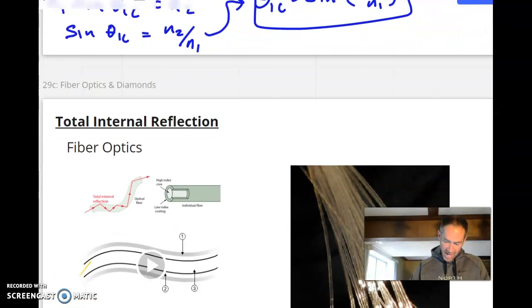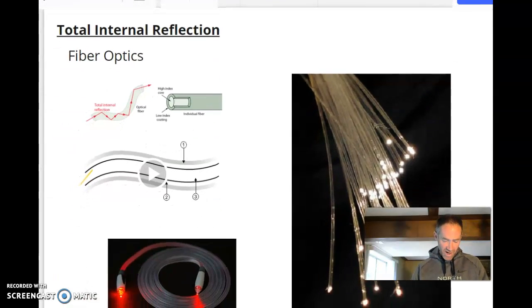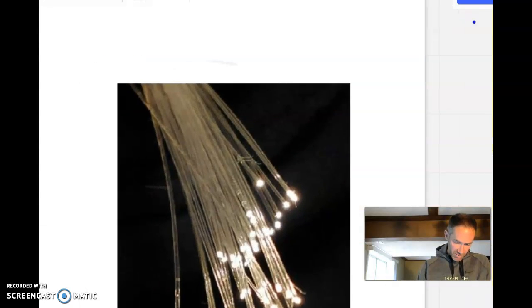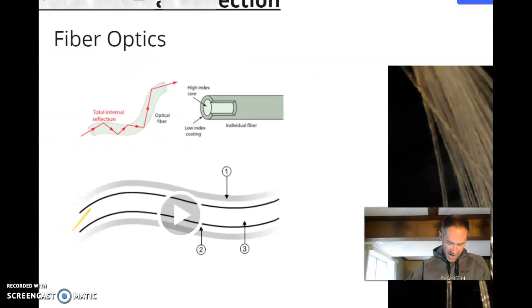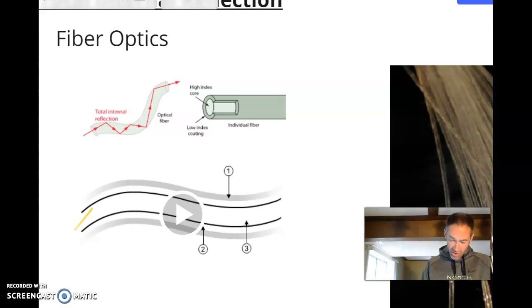Now, a neat application of this, two neat applications of this. One is fiber optics. Fiber optics are a way to transmit information, but not through a copper wire, but through a thin strand of glass. So see what you do with fiber optics is you have this thin strand of glass that has a high index core and then a lower index coating on it. Now it's made out of glass, but it's not brittle. It's actually super nice and flexible.